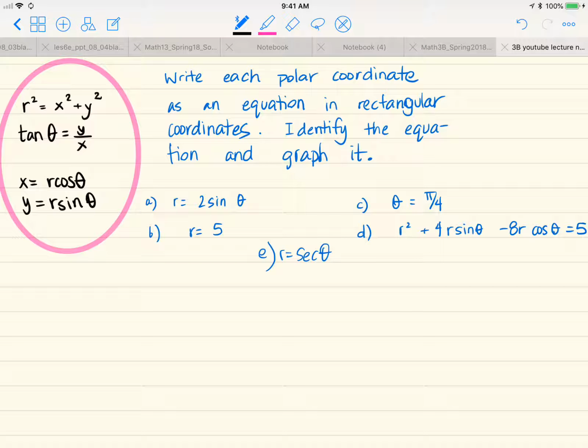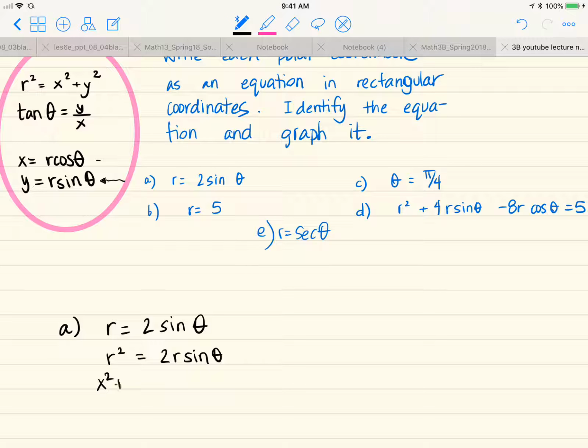So for A, we can just look. Now if r is equal to 2 sine theta, I am looking at this equation here. And it'd be lovely to have an r sine theta because then I could replace it with y. So I'm going to multiply both sides of my equation by r and get r squared equals 2r sine theta. Now r squared is x squared plus y squared. And 2r sine theta is 2y.